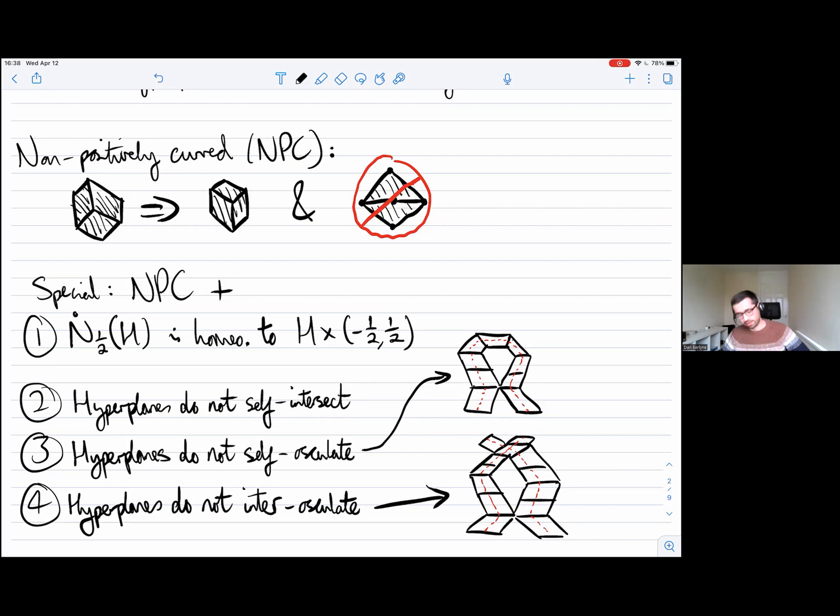And that's illustrated by that second picture on the right. So if you have two hyperplanes, they can't both intersect and then later on osculate with each other. And these conditions give some nice geometric and algebraic properties to cube complexes and their fundamental groups, which have proven very powerful. For example, Haglund and Wise use special cube complexes to prove Thurston's virtual Haken conjecture for 3-manifolds. And we're not going to be thinking about 3-manifolds today, but that's just one example.